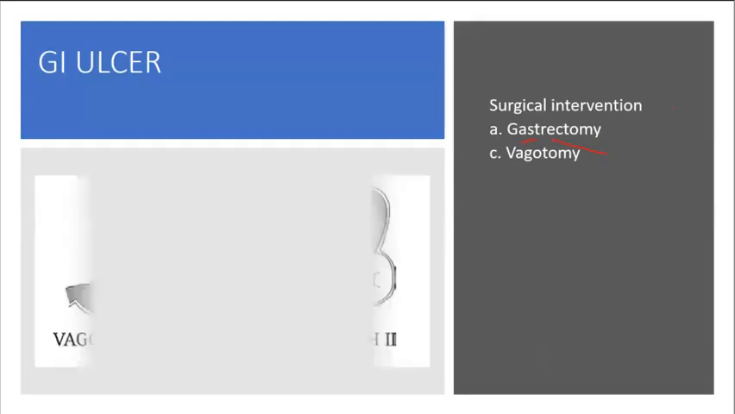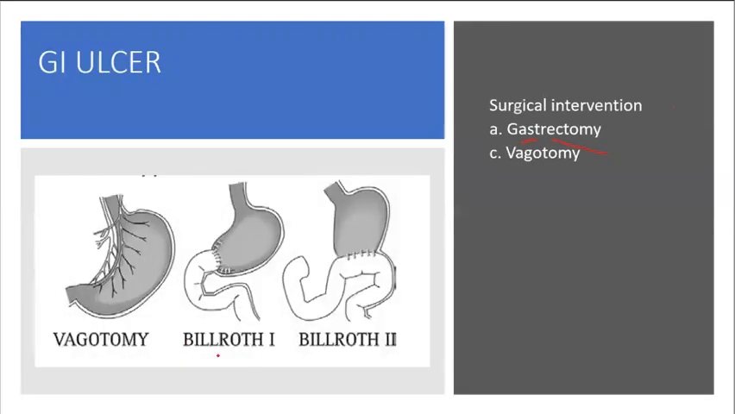secretion in the stomach. We can carry out a Billroth 1 operation, which would be partial removal of the stomach, and then we join it with the duodenum. So that would be a Billroth 1, or we can carry out a Billroth 2, which would be removal of the distal segment of the stomach, and then we're going to join it with the jejunum. So that's your Billroth 2.